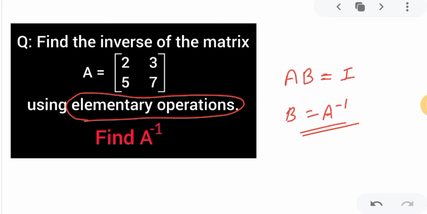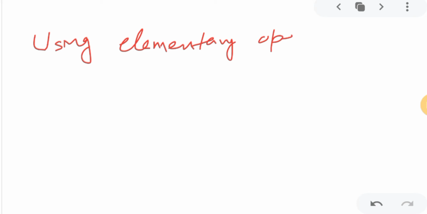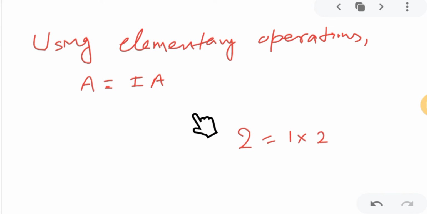So for the solution, I will start from this page. In the exam, you will start from here using elementary operations. A you can write as IA, no issue, because I is the identity matrix, like 2 you can write as 1 into 2. So A you can write as I into A.